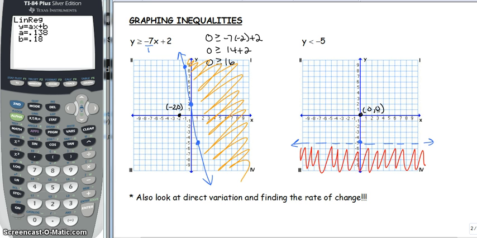And then last but not least, also make sure for your quiz tomorrow you look over your notes for direct variation. There will be direct variation questions on your quiz, and how to find the rate of change. How to find the rate of change from given points, from a graph, from a table, and remember, rate of change is just your slope. So make sure that you double check over those topics and are prepared for your quiz tomorrow. And you're all done for your notes for today.